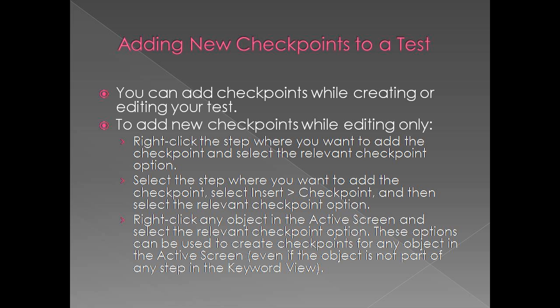To add new checkpoints while editing only, right-click the step where you want to add the checkpoint and select the relevant checkpoint option. Select the step where you want to add the checkpoint, select Insert Checkpoint, and then select the relevant checkpoint option. Right-click any object in the active screen and select the relevant checkpoint option. These options can be used to create checkpoints for any object in the active screen, even if the object is not part of any step in the keyword view.